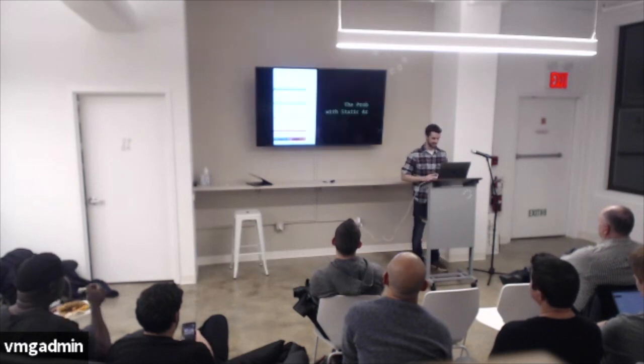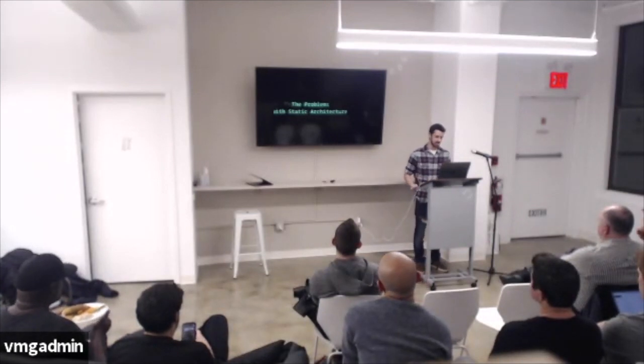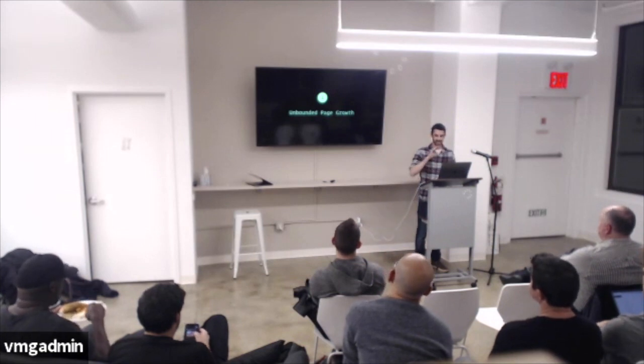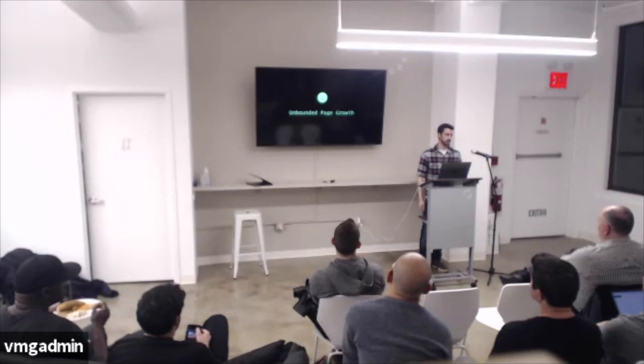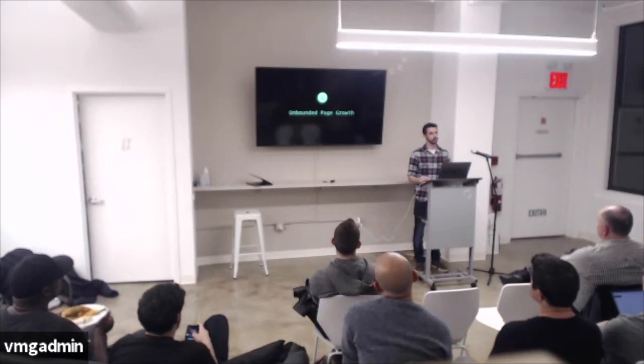So with that being said, let's move on to my first series of slides called The Problems with Static Architecture. I'm going to blow through these quickly. I'll leave plenty of time for questions and angry comments at the end if need be. But just bear with me while I run through these pretty quickly initially because I've got a lot of material today. So first problem, unbounded page growth.